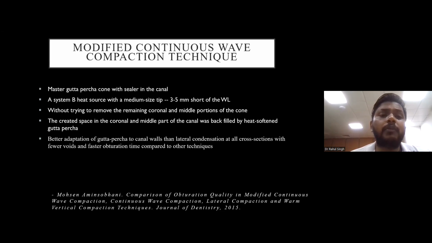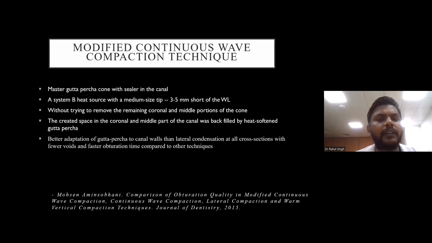Now there is something known as the modified continuous compaction technique also, in which a master gutta percha cone with a sealer is there in the canal, and a System B heat source with a medium size tip is placed 3 to 5 mm short of the working length. In the non-modified one, we remove the GP and then we backfill it. But here, without trying to remove the remaining coronal and middle portion of the cone, we are creating a space in the coronal and the middle part of the canal.